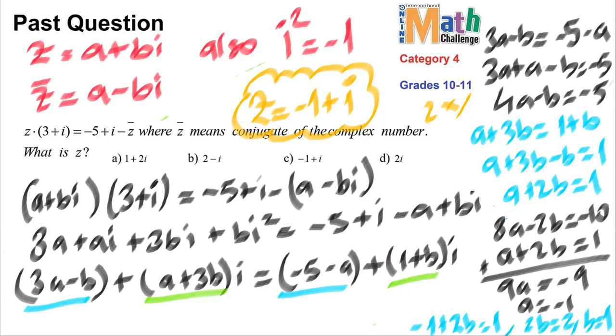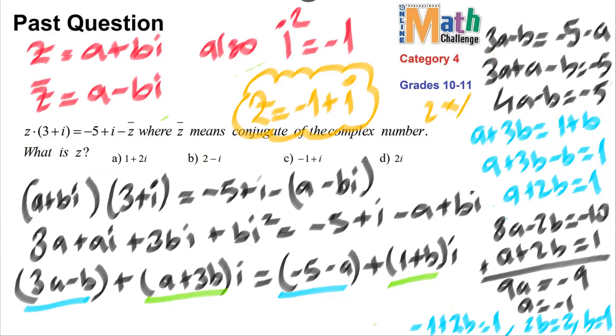So now the rule is if two complex numbers are equal, the real parts must be equal to each other, and the imaginary parts must be equal to each other. So using this idea, we can write two new equations. 3A minus B equals negative 5 minus A, and A plus 3B equals 1 plus B. Where is it? Yes, here. So now let's simplify these two equations.